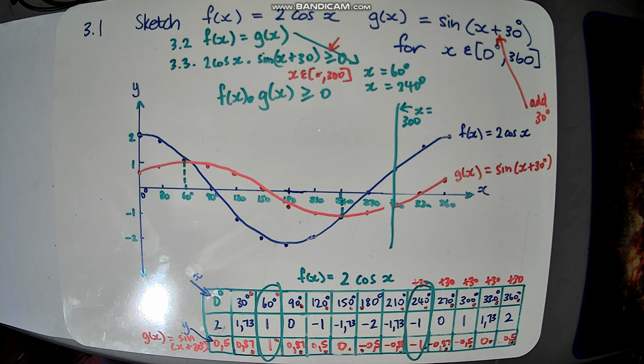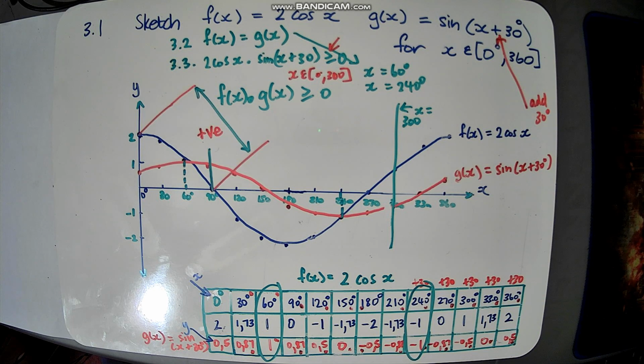Notice that f of x is equal to 2 cos x and g of x is equal to sine, open brackets, x plus 30. So the question could be written like this: f of x dot g of x, which means times, is more than or equal to 0. So this means multiply the two graphs and you must get either an answer that's equal to 0 or more than 0.